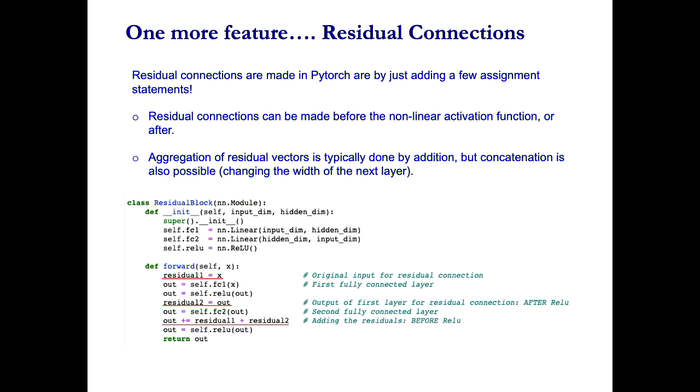Well, almost anything you want. Just pretend these are all the same width. You can take a residual from the input. This is the input to the layer, right? And I can save that. Then I send it through the linear layer and the ReLU, the nonlinear activation. Then I grab it after I do the ReLU. Then I do this one. But now I'm going to add them together before the ReLU. So you can combine these any way you can write the assignment statements.